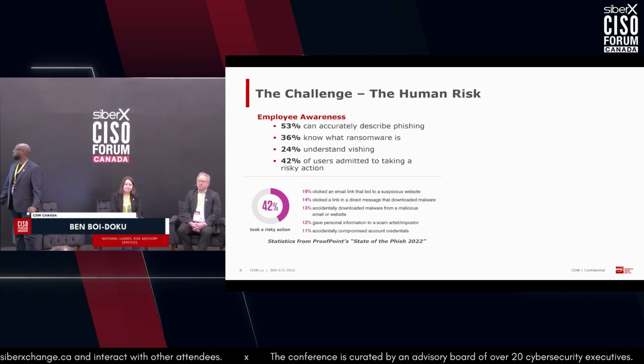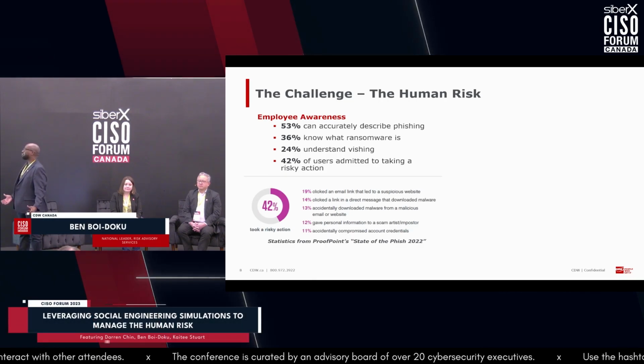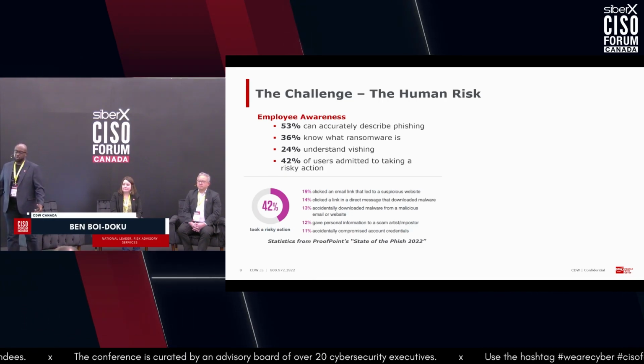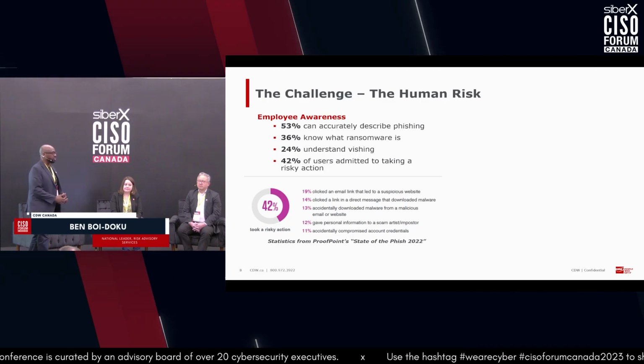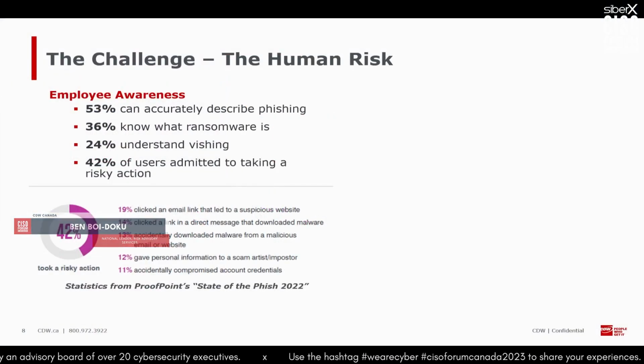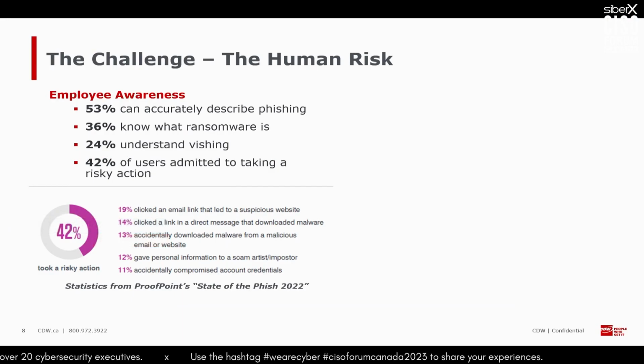So looking at the overall challenge again, employee awareness. Employee awareness is important. We run our employee awareness campaigns. They're probably part of all of our compliance programs. The issue is only 53% of the employees that were surveyed can actually accurately describe a phishing attack. 36% know what ransomware is. Only 24% understand phishing. And I'll be honest, I didn't understand phishing until I prepared for this. I called it something else way back when, but we'll get into that as well.